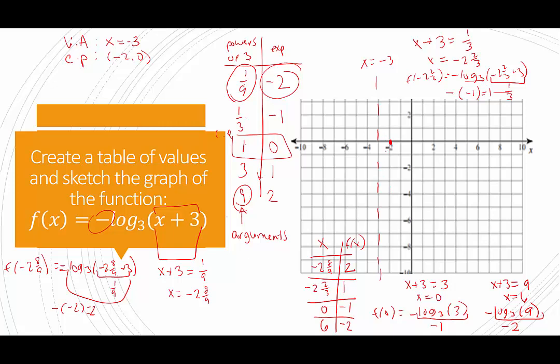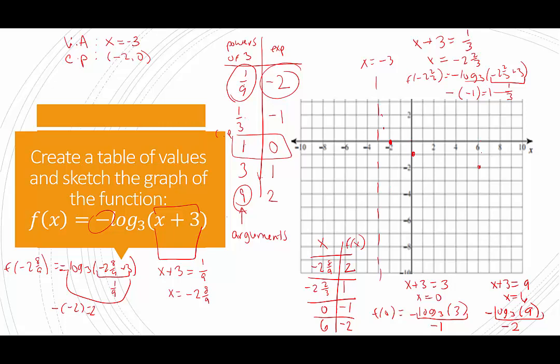-2 and 8/9 is really, really close to -3, and that gives us 2 up here. So don't do that. So it's like right there. -2 and 2/3 would be really close to -3 also, but not as close. We have our critical point. These get a little bit nicer. (0, -1) is down here, and (6, -2) is down here.